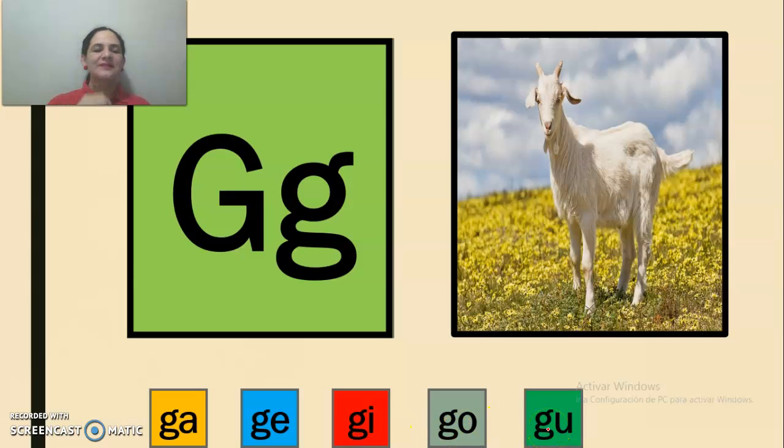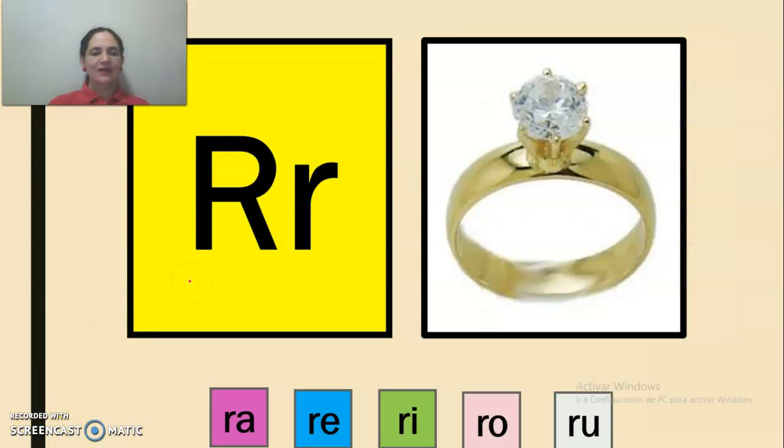ga. All right. Let's continue with the letter R. The letter R. R says R, as in ring. Let's read the blends of the letter R. Ra, re, ri, ro, ra. One more time. Ra, re, ri, ro, ra.